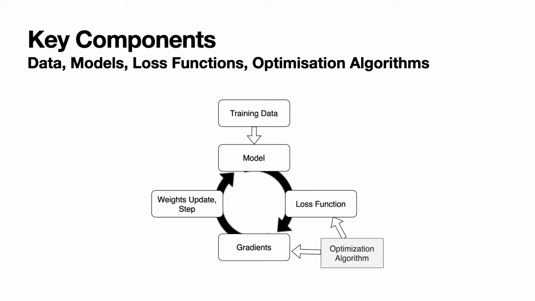Now let's talk about key components. And there are only 4 key components: data, models, loss functions, and optimization algorithms. You can see all of them in this picture. We will start from the training data. The training data is passed to the model using loss function and optimization algorithm, which computes the discrepancy of the predicted labels from target labels. Optimization algorithms calculate gradients from these discrepancies, and these gradients are later used to update weights of the model, and the next step begins.